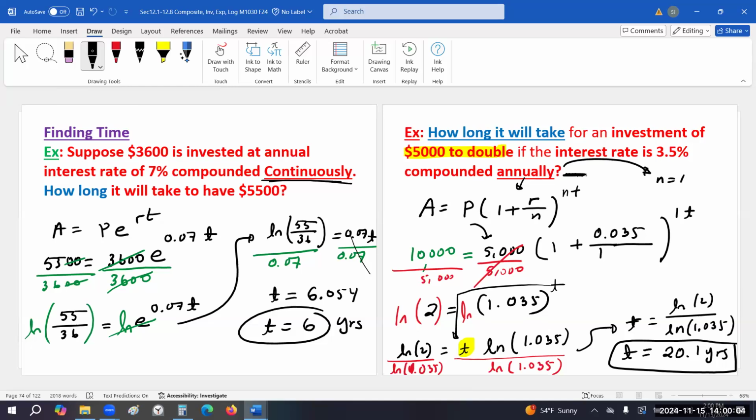When you're looking for time or interest rate, we use ln because the unknown is in the power. Okay, we're done with exponential. We learned all about exponential that we need to learn in this class. Any question on anything about exponential?